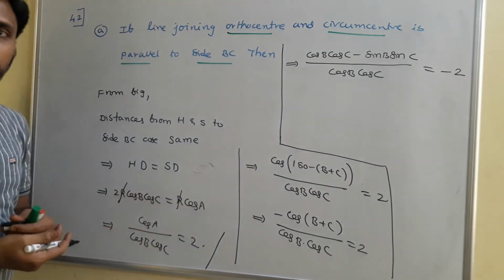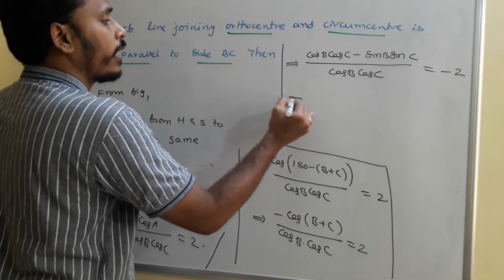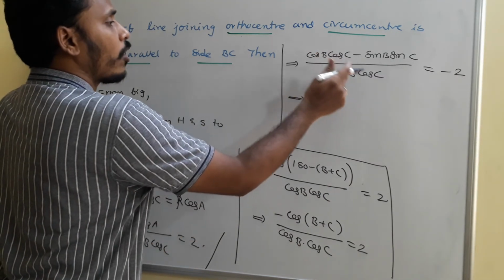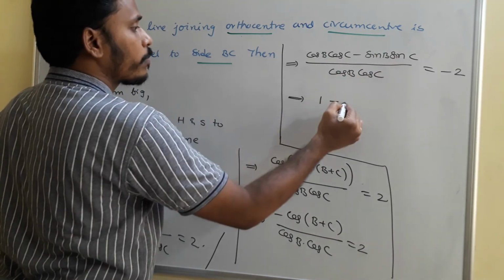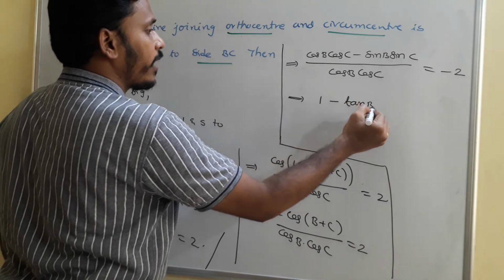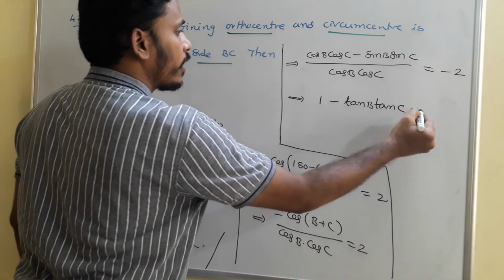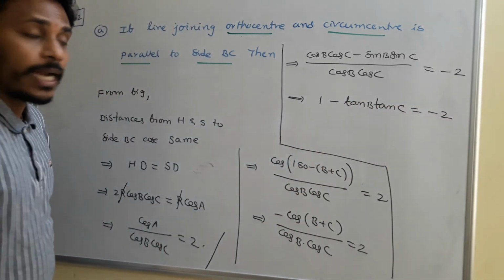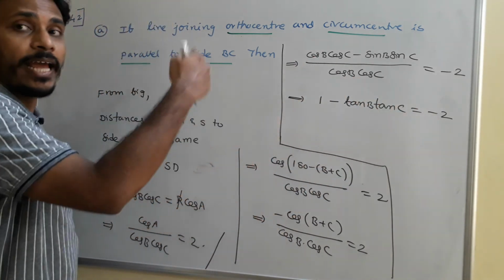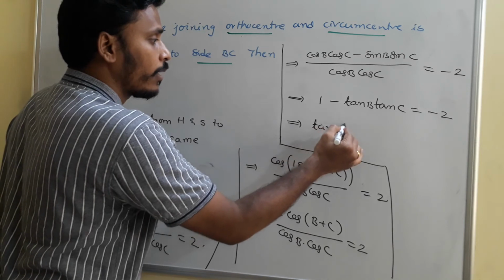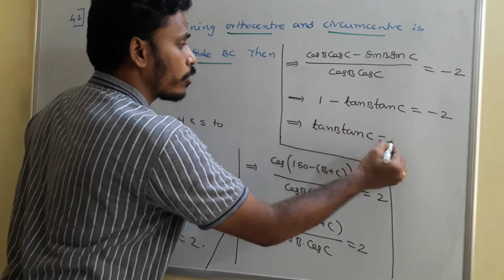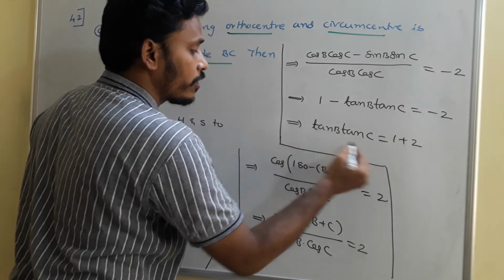If you send that minus to that side, minus 2. That implies cos B cos C by cos B cos C is 1, minus sin B sin C by cos B cos C is tan B tan C, and that equals minus 2. Then send that minus to this side, tan B tan C that side. That implies tan B tan C equals 1 plus 2, which equals 3.